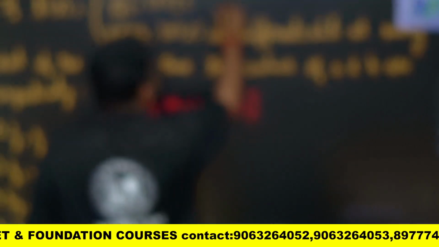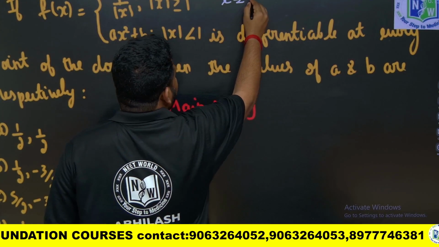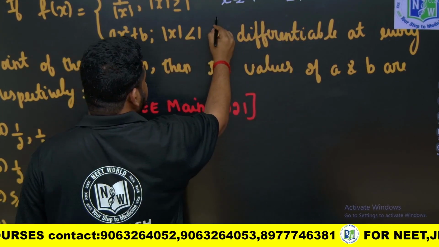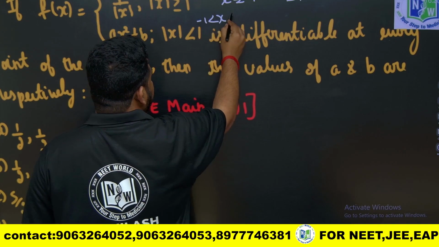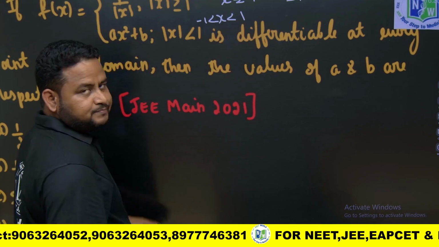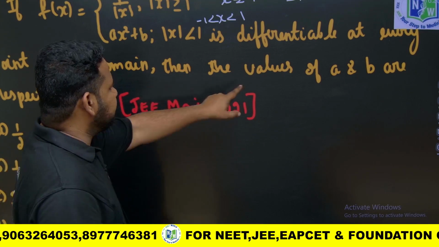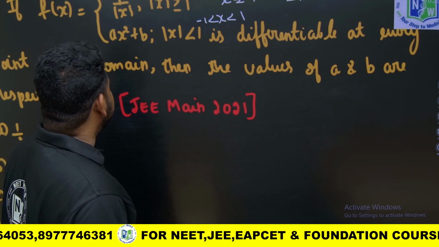So, f of x is given as 1 by mod x, where mod x is greater than or equal to 1, and ax square plus b, where mod x is less than 1. Mod x greater than or equal to 1 means x is less than or equal to minus 1 or x is greater than or equal to plus 1. Mod x less than 1 means x is lying between minus 1 and plus 1. It is differentiable at every point of the domain. Then they are asking the values of a and b.